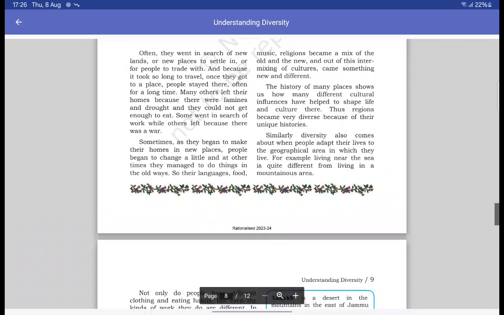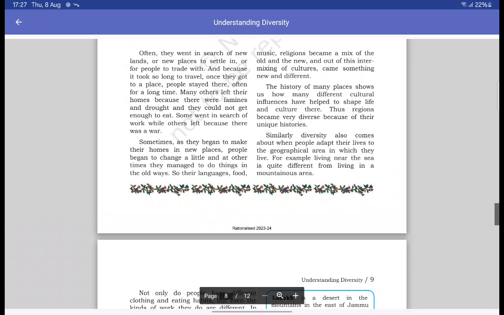Religions became a mix of the old and the new, and out of this intermixing of cultures came something new and different. The history of many places shows us how many different cultural influences have helped to shape life and culture there. Thus, regions became very diverse because of their unique histories.